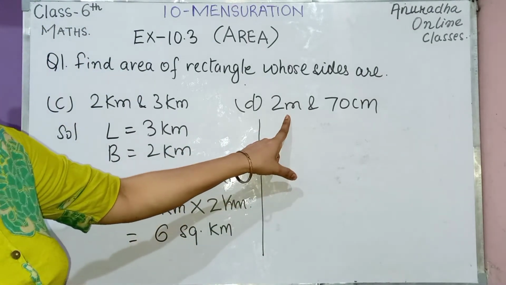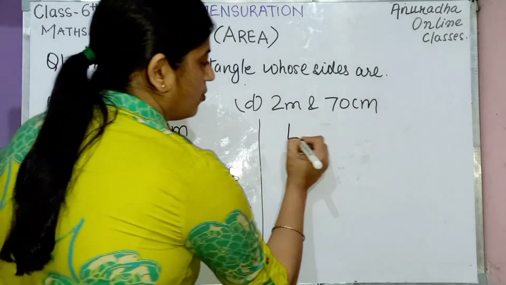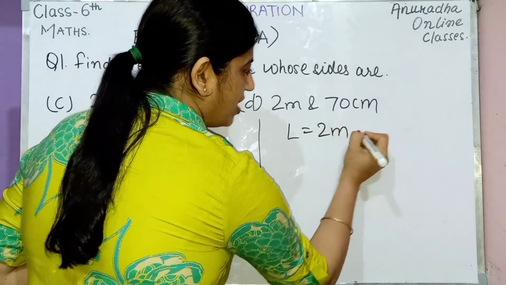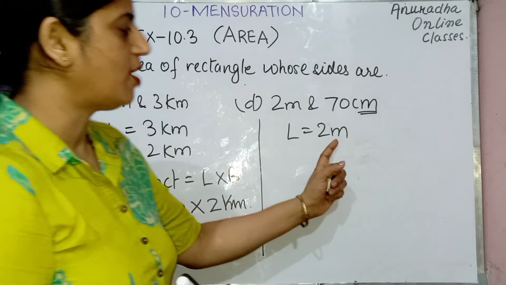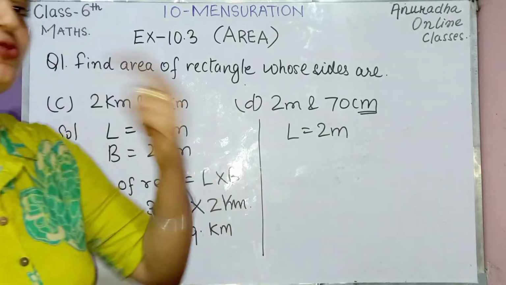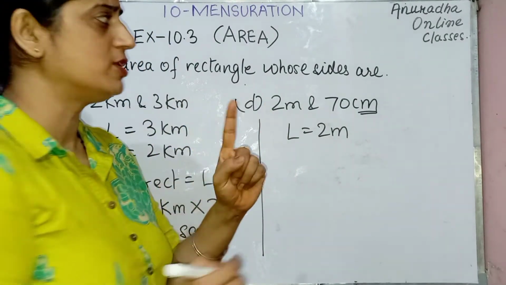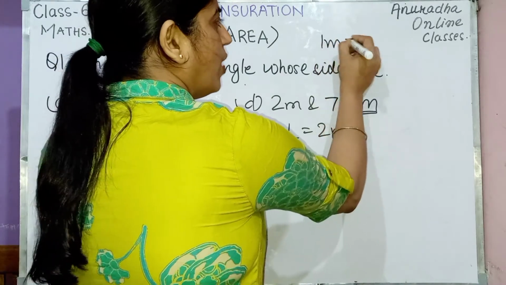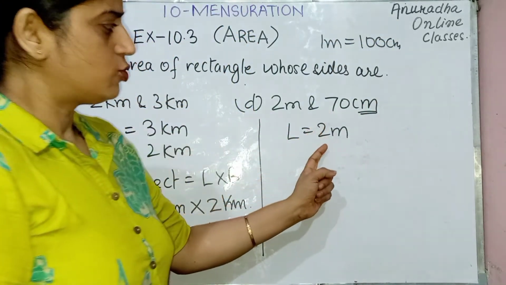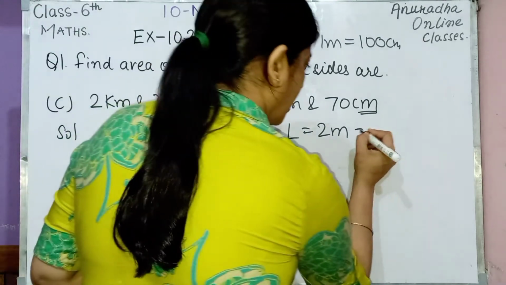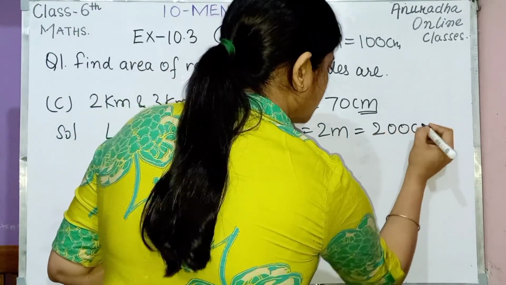Let's come to its D part. See, now here we have L is equal to 2 meter, and this is given in centimeter. So firstly what you have to do, you have to change meter into centimeter. You know 1 meter equals to, you should know, 1 meter is equal to how much? 100 centimeter. That means 2 meter equals to what? Yes, this is 200 centimeter.